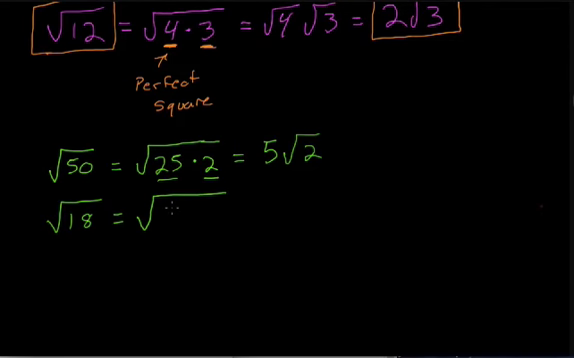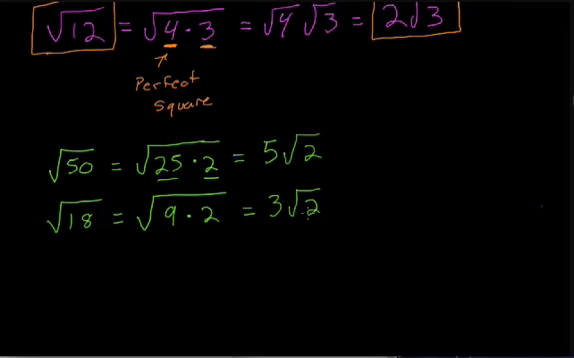However, if I factor it as the product of 9 times 2, well, 9 is a perfect square, and I know that the square root of 9 is just 3, and the square root of 2 is an irrational number, so I'm going to leave it as the square root of 2. I can't simplify that any further. So now the square root of 18 equals 3 times the square root of 2.